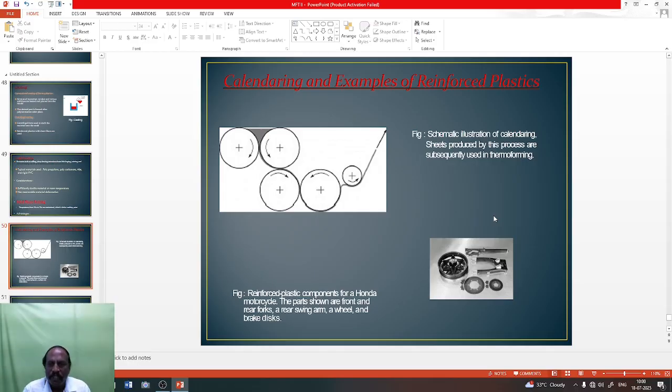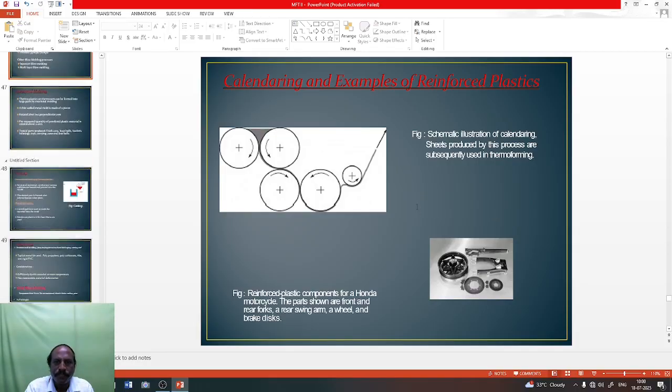So this is one of the main processes here. The rollers are there, and due to the rollers, that is the schematic process in thermoforming. We pass the products into the rollers, and you get the desired shape of the products. So this is one of the main important products in it.